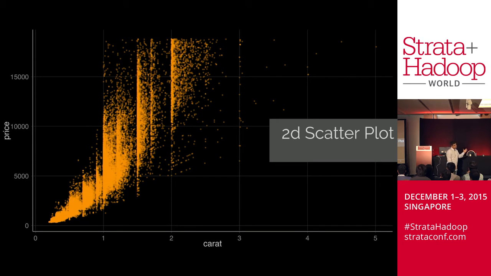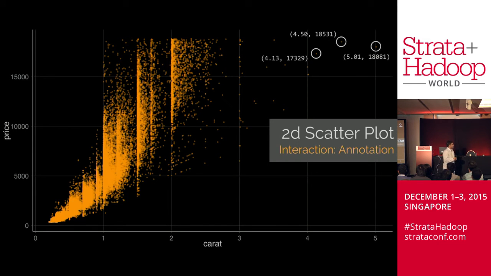So I'm going to plot price on one axis, carat on the other axis. What's the price of the diamond? What's the weight of the diamond on the y-axis? And as you can see, there is definitely a relationship that as the diamond becomes big, the price goes up. Not linearly, but it does go up, right?